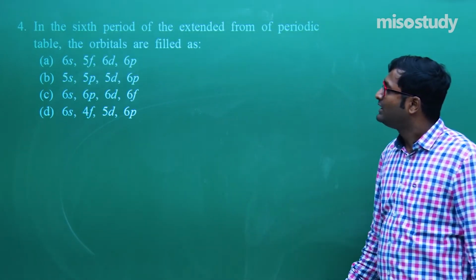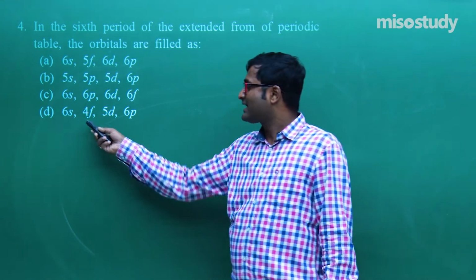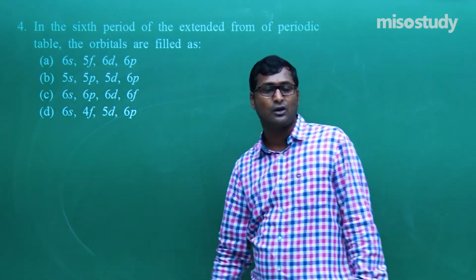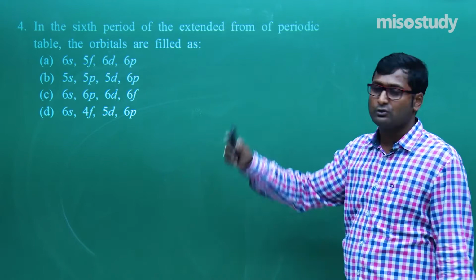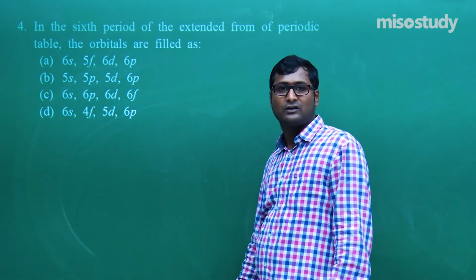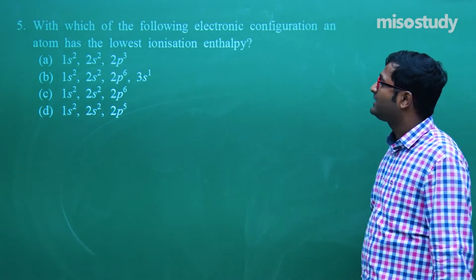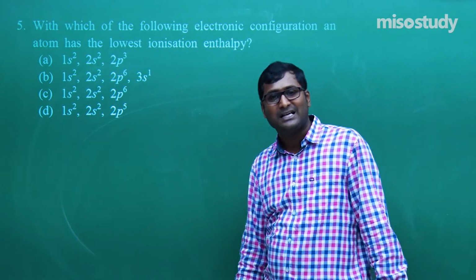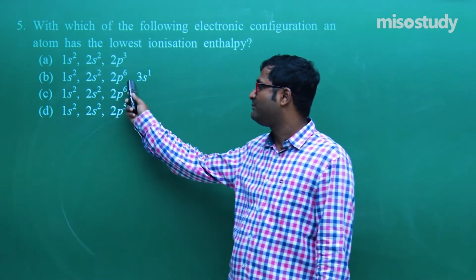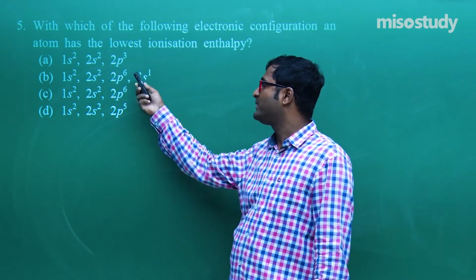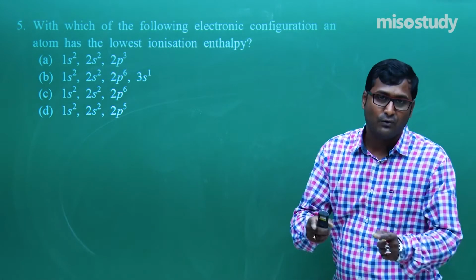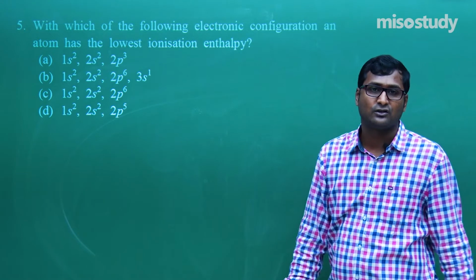For question number 4, tell me what is the sequence? 6s, 4s, 5d and 6p. What is the rule? The n plus l rule. So for question number 4, D is the correct option. Am I right? Yes, sir, you are absolutely right. For question number 5, metal has less value of ionization energy, that is B. 1s2, 2s2, 2p6 and 3s1. So for question number 5, B is the correct option.